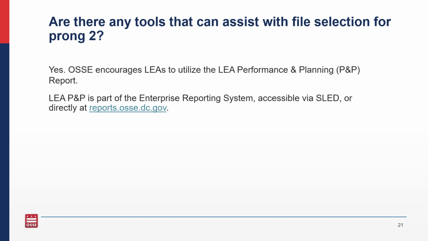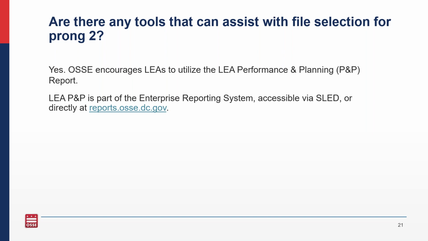So the question we've been getting is, are there any tools that can assist with file selection for prong 2? And yes, there are, specific to initial evaluation and reevaluation in C2B. OSSE encourages LEAs to utilize the LEA Performance and Planning Report, which is part of the enterprise reporting system, which you can access via SLED.